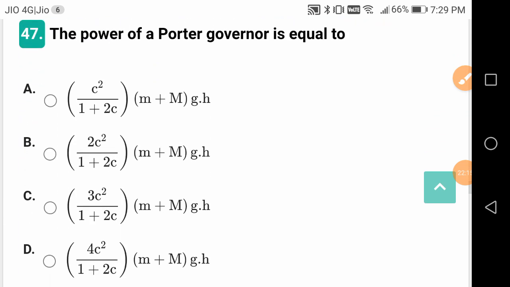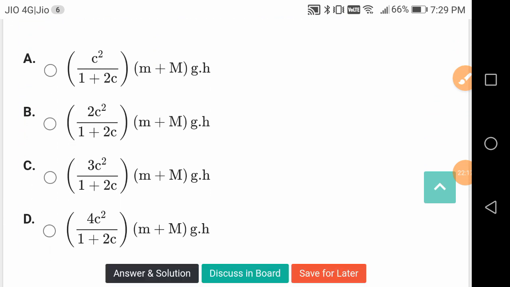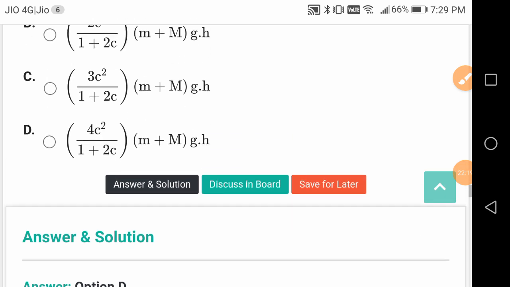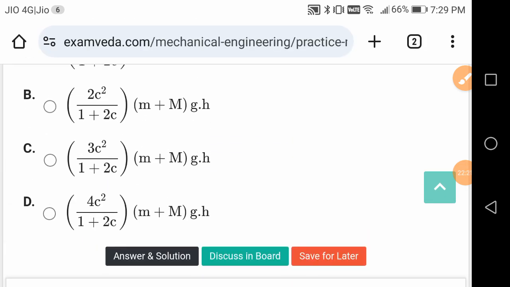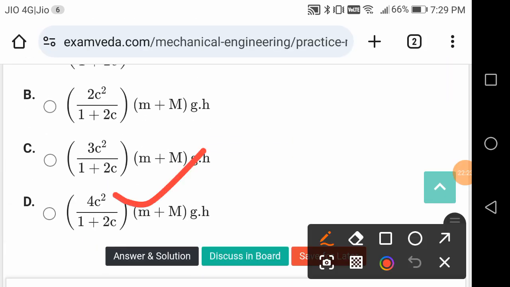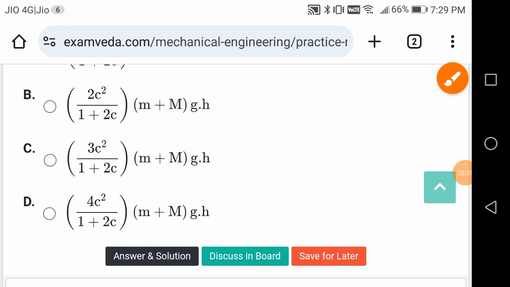The power of a governor is given by 4c square by 1 plus 2c, m plus M, into g into h. h is the height of the governor, c is the fraction, it could be 0.1, 0.2, 0.3 like that, m is the mass of the balls, and M is the mass of the sleeve.